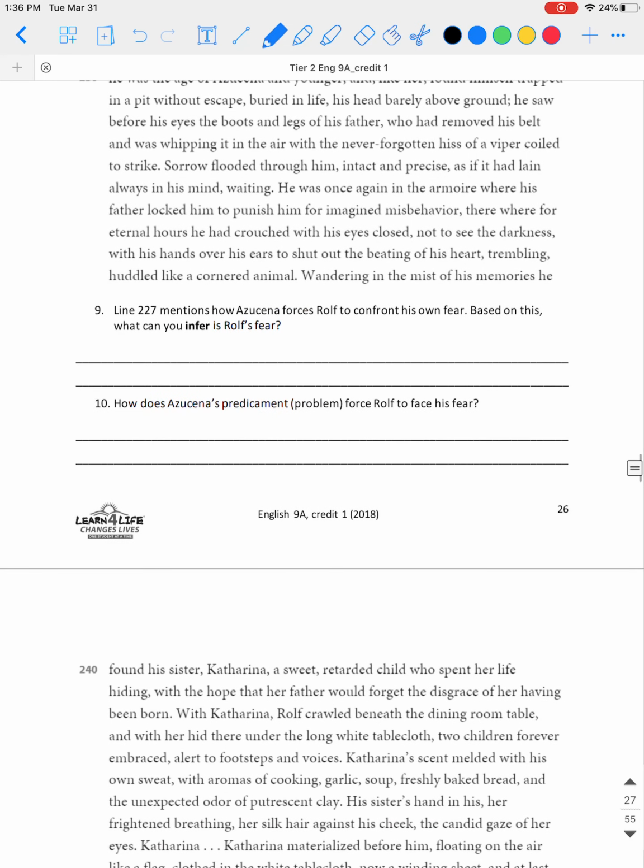He found his sister, Katerina, a sweet, retarded child who spent her life hiding with hope that her father would forget the disgrace of her having been born.